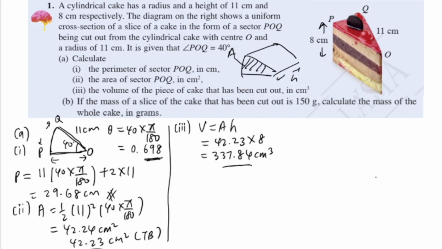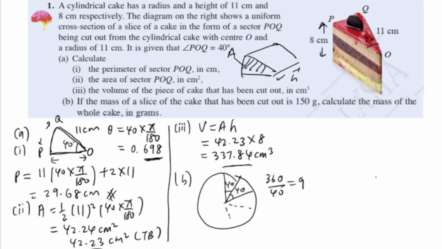Now let's look at the next one. The mass of a slice of cake that has been cut out is 150. Calculate the mass of the whole cake. Actually, this question has nothing to do with part A at all. We know the cake slice has an angle of 40 degrees, so I can draw a circle and divide it into slices of 40. The question is, how many slices will you have? So we take 360 divided by 40. We know this cake will have 9 slices.